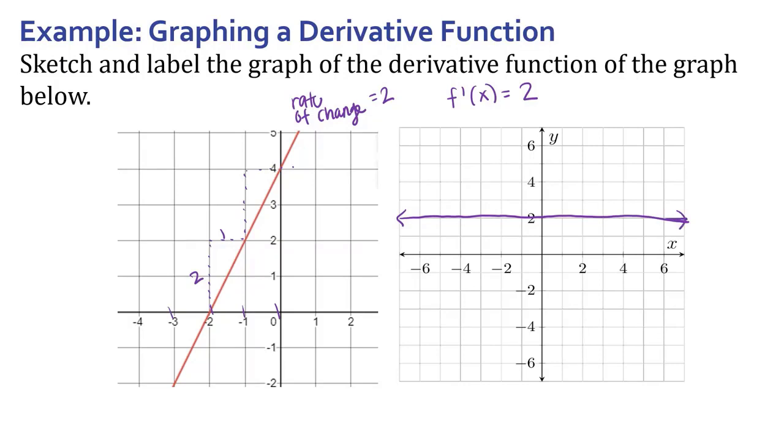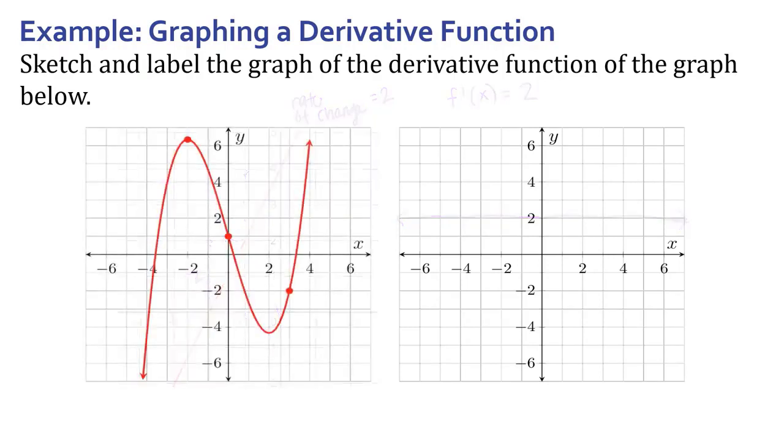So again, the derivative function is the rate of change. So it's the change that's happening at each x value. At every x value, it's changing at the same rate, at 2. All right, let's look at one that's not linear.